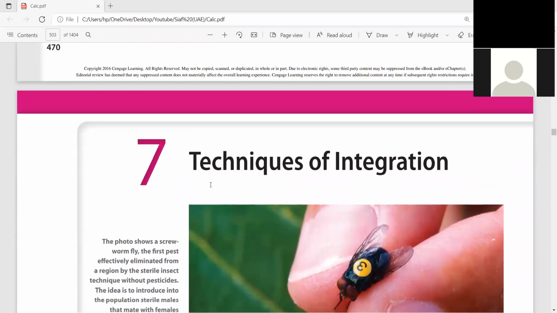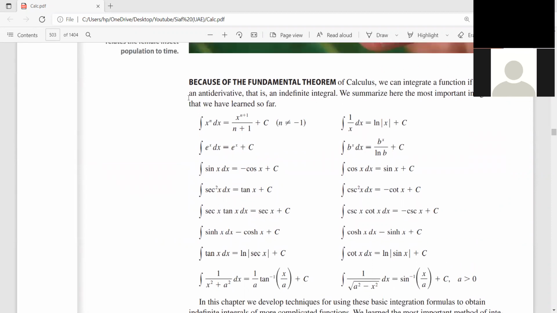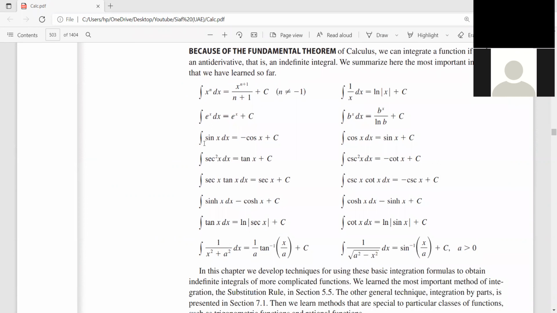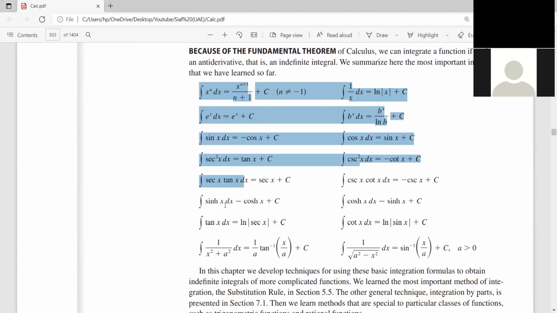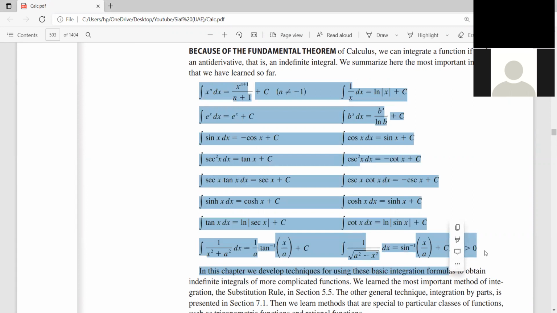Okay, the techniques of integration, that is chapter number 7. We are going to start it again. There are certain formulas, like sin x, cos x, that we will be using to integrate any function.